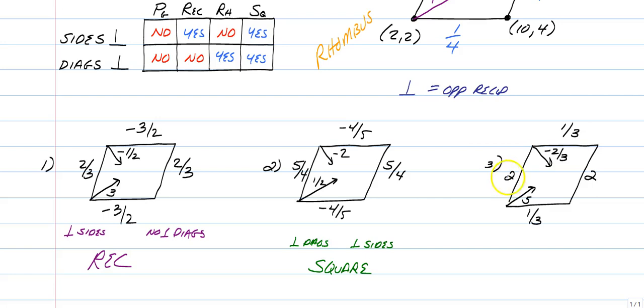Finally, the last example. What we have to do is look at 2 and 1/3. Those are obviously not perpendicular at all. We have 5 and a -2/3. Those are not perpendicular, but you still have to at least make sure that it is a parallelogram. So our opposite sides are parallel. So that is going to mean we have no perpendicular diagonals or sides, but the opposites are parallel, so this is a parallelogram. Okay? And that's it for this video on classifying parallelograms using coordinates.